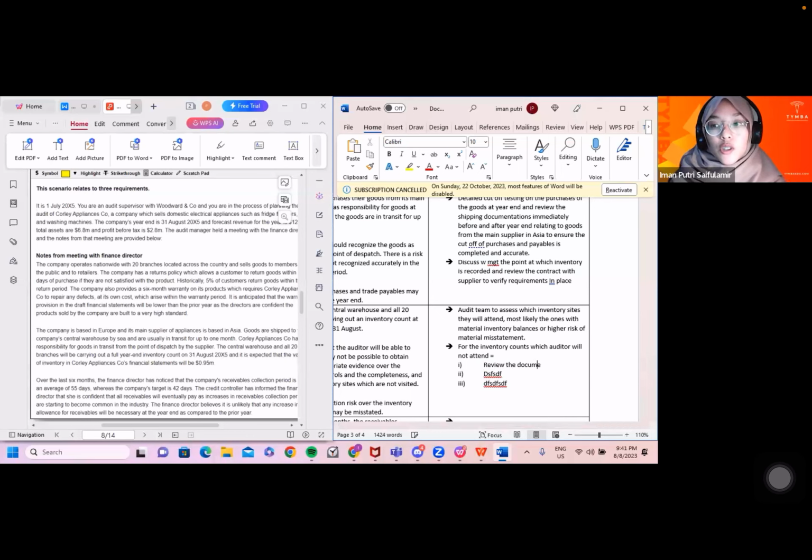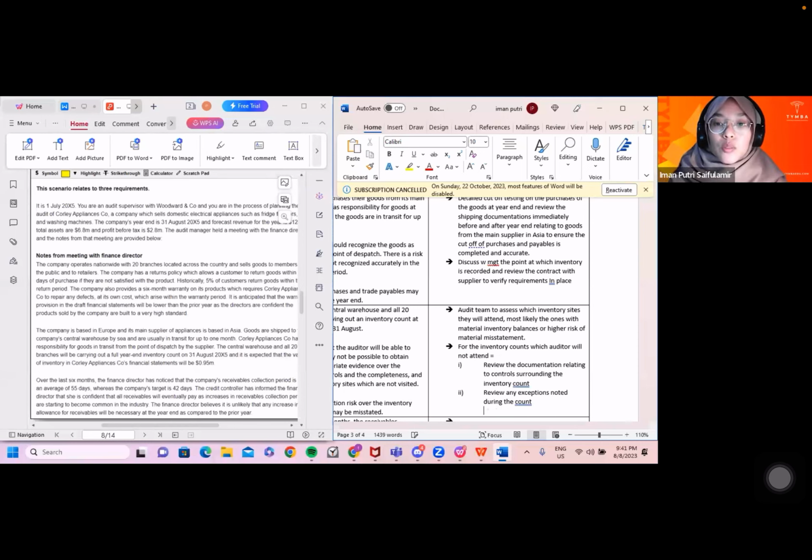Firstly, we want to review the documentation relating to controls surrounding the inventory count. Second, we want to review any exceptions noted during the count. Exceptions are, for example, where the inventory count sheet records 50 units of inventory, but physically when they counted, there's only 40. So there's a discrepancy between the inventory sheet and the physical inventory. We want to review all these exceptions noted during the count.